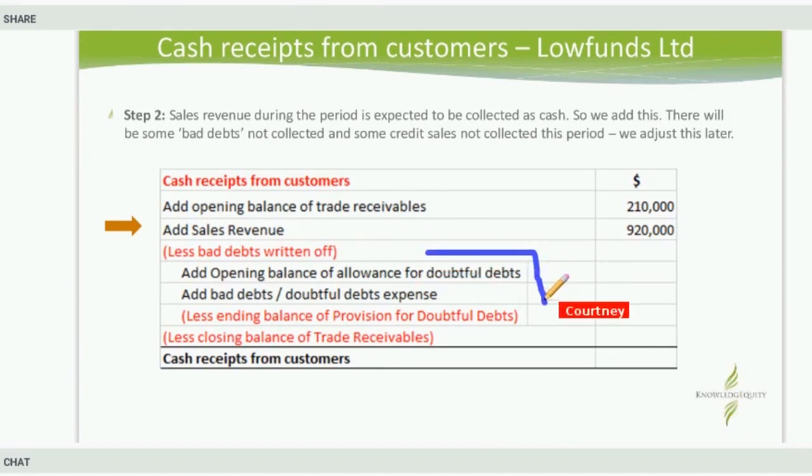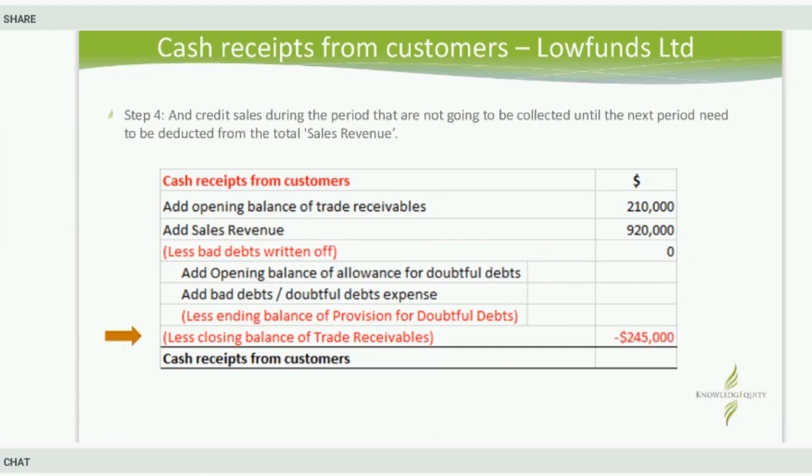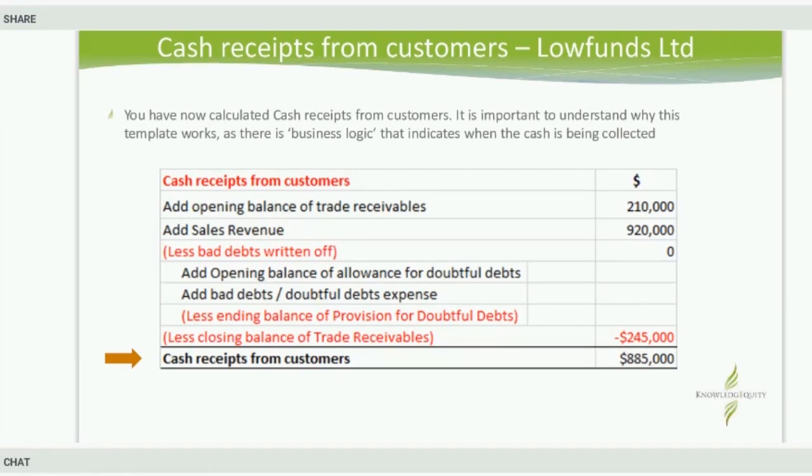Now, luckily in this scenario, it's quite a quick and easy one. There are no doubtful debts or bad debts. And then our closing balance was 245,000. Our cash receipts, and a few people have been typing that, 885,000. Any questions on that? What you can see is, if you know how to use this formula approach, you are going to get the answer right instantly. And if you don't know it, you're going to be really stuck. Choose the answers that end with 0, 0, 0, potentially.